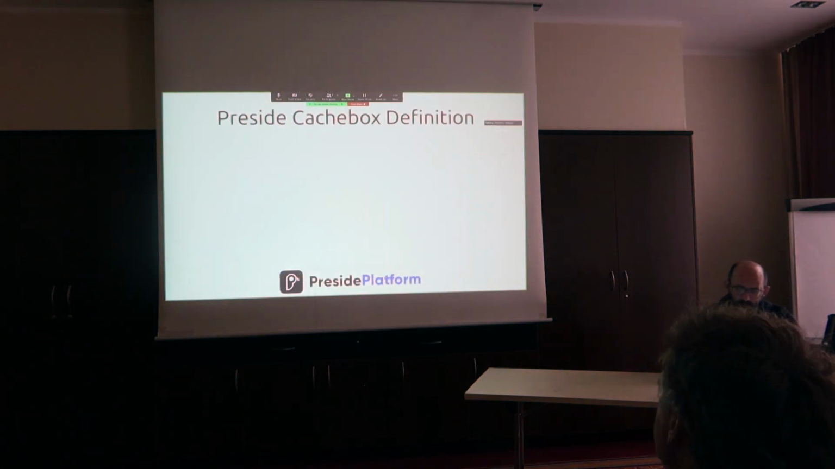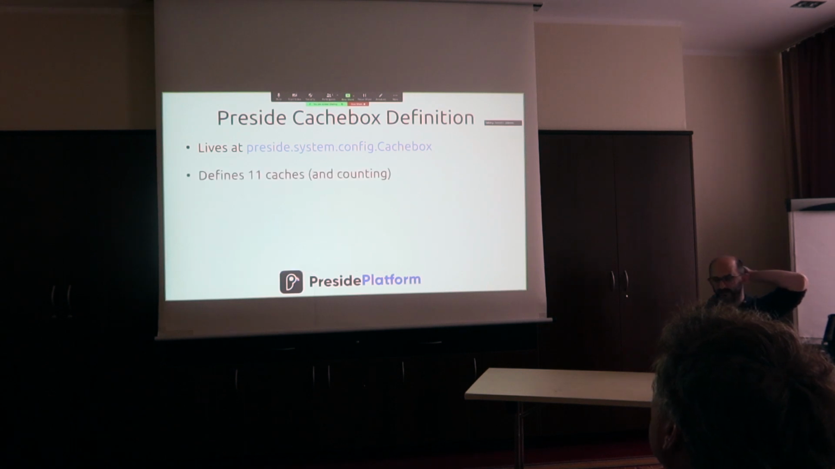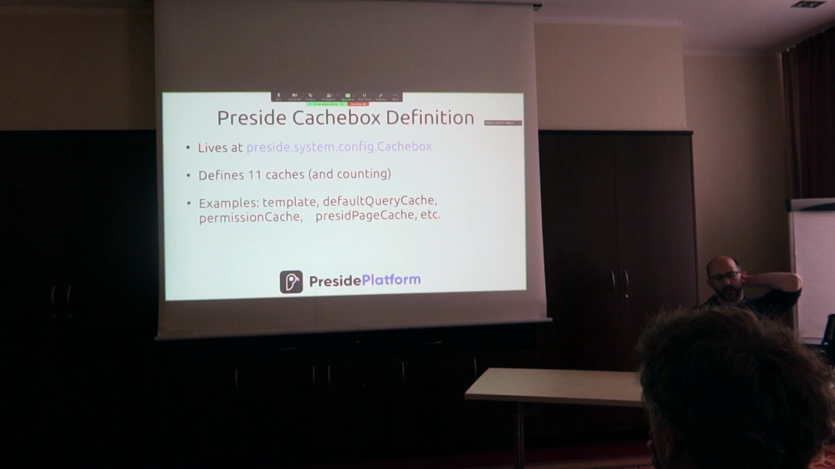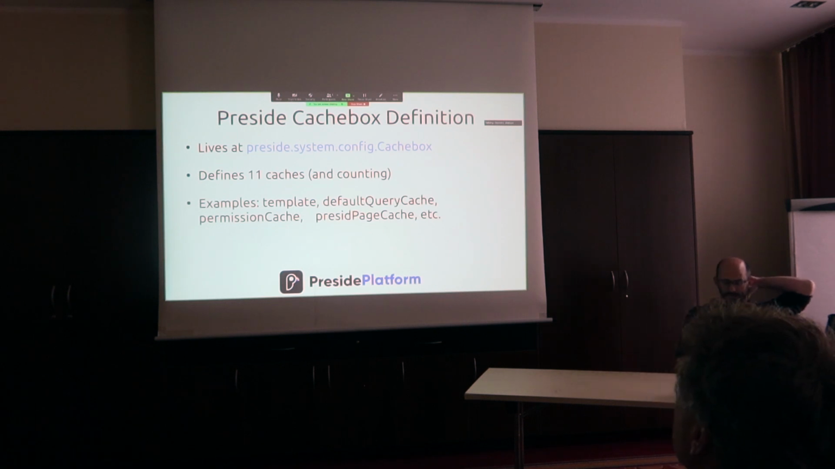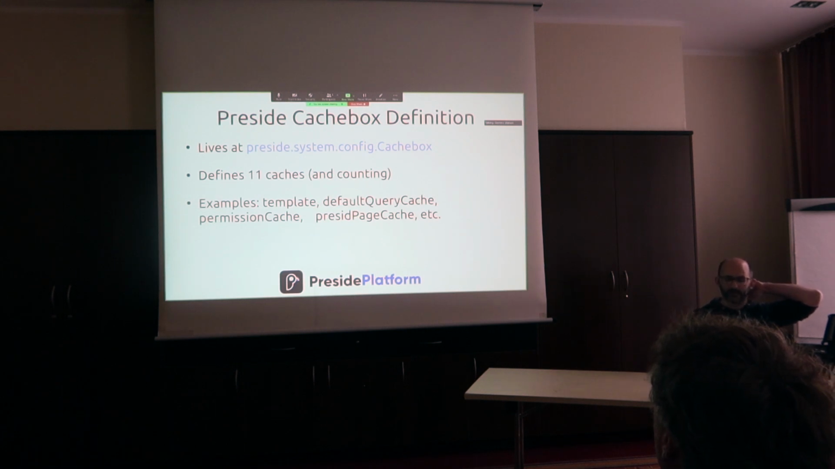So the Preside Cachebox definition lives at Preside system config Cachebox. It defines 11 caches and counting. Example caches: it defines the configuration settings for the template cache, which is the default cache that Cachebox uses when you do render view cache equals true. It has our default query cache, which we do all our query caching in, permission cache, Preside page cache for full page caching, and a whole bunch more.